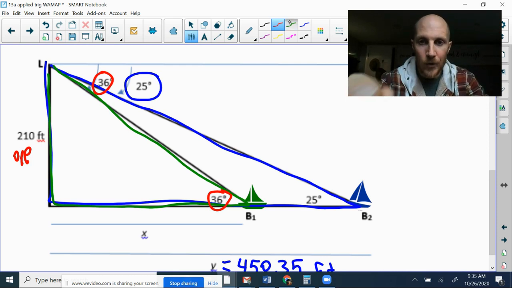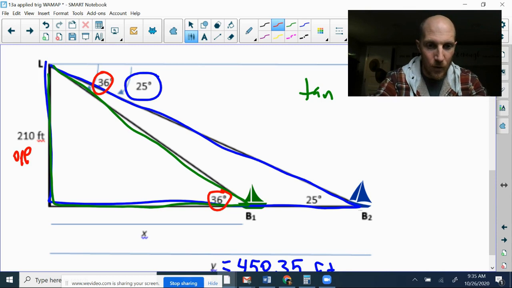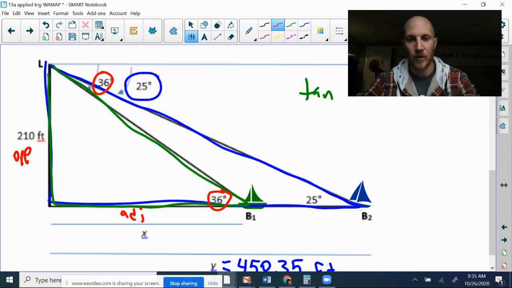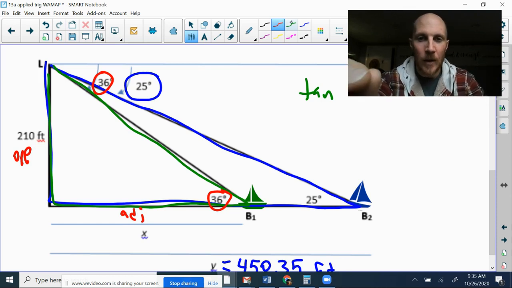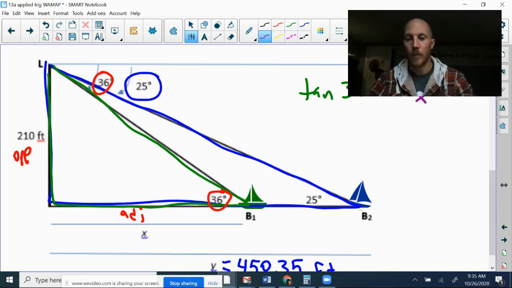So I want to set up, oh, one missing piece here. The side we're looking for, x, is the bottom side of my triangle. That is the adjacent side. So opposite and adjacent, remember that should be tangent. So if I set this up, tangent of 36 degrees, opposite on top, it's going to be 210. Adjacent on the bottom, that is my x.